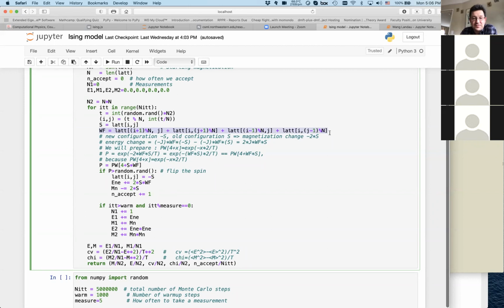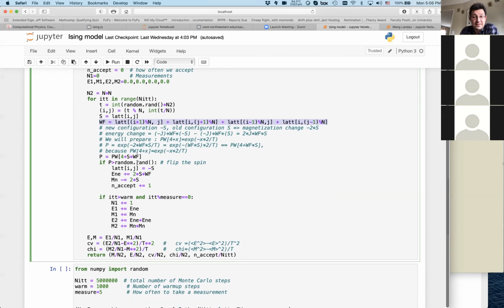So this Weiss field looks at all the neighbors: the left neighbor, the right neighbor, the neighbor above, the neighbor below, and sums them up. And then we know that the energy change that corresponds to a spin flip on this site is equal to 2J times the Weiss field times S.